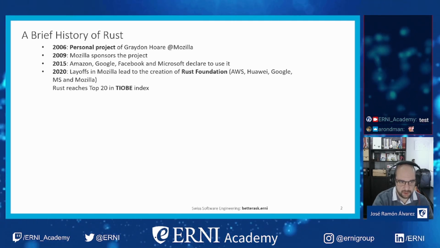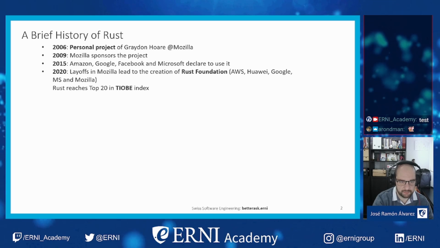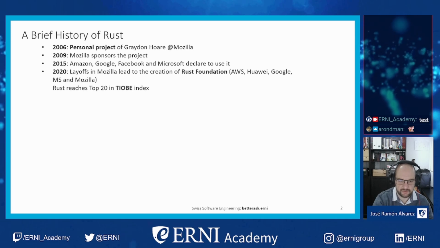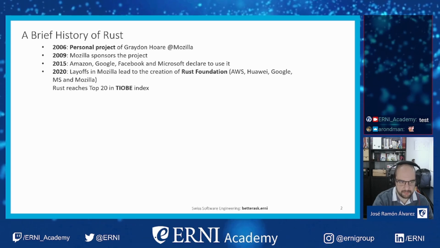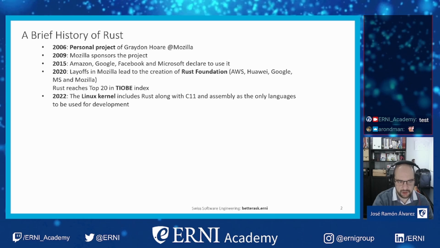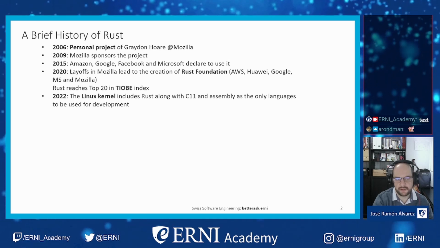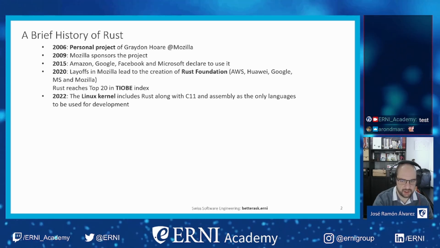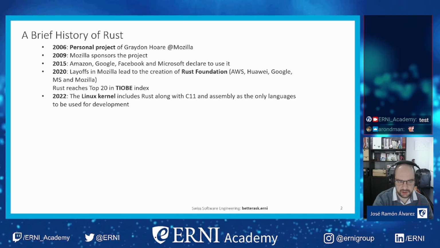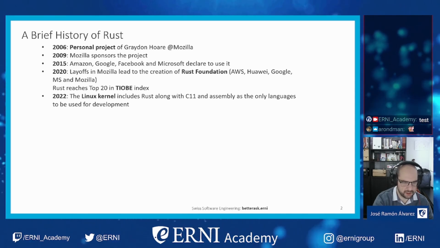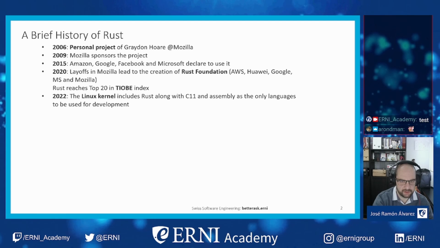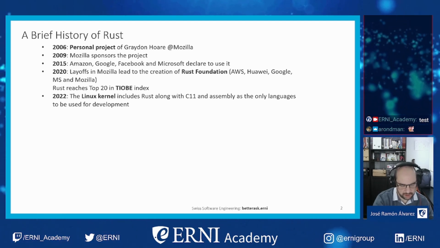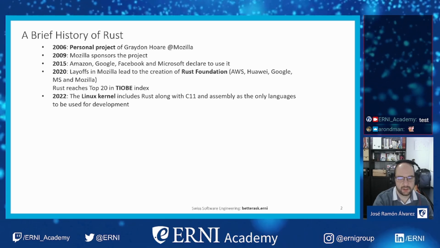The same year, in 2020, Rust reached the top 20 position in the TIOBE index. That, as you know, is an index that measures the interest of the development community in programming languages. 2022 is the big milestone year. The Linux kernel development team decided to include Rust along with C11 and assembly as the only languages that can be used for the development of the Linux kernel. So there are currently 3 languages allowed for the development of the Linux kernel, which are assembly, C11, and Rust.